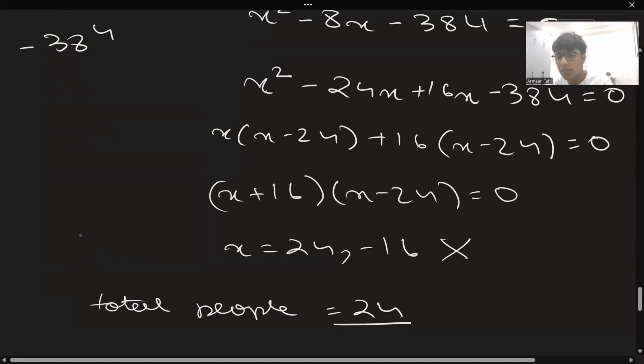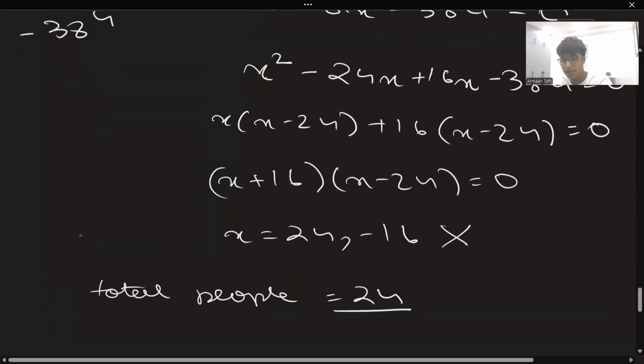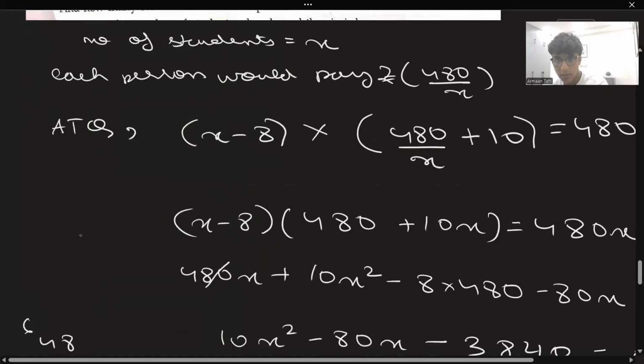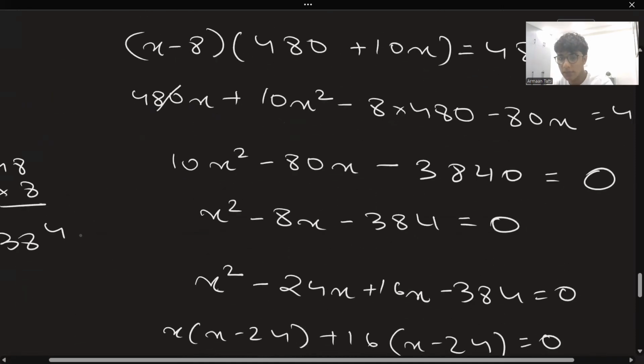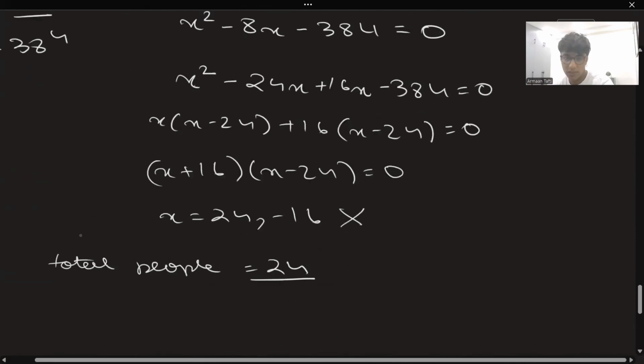Now it's always a good idea to test and check if what we've gotten is correct. So 24. According to the question, the budget for the food was 480. 480 by 24, you can see directly it's just 20. As 8 of them failed to join the party, there's 16 left, right? And the cost of each member increased by 10. So 20 plus 10 is 30. 16 into 30 is 480. So it matches. So this is our solution. Always go back, test it. Very good idea. And don't do this when you're rechecking your paper. Do this exactly after you complete the question.